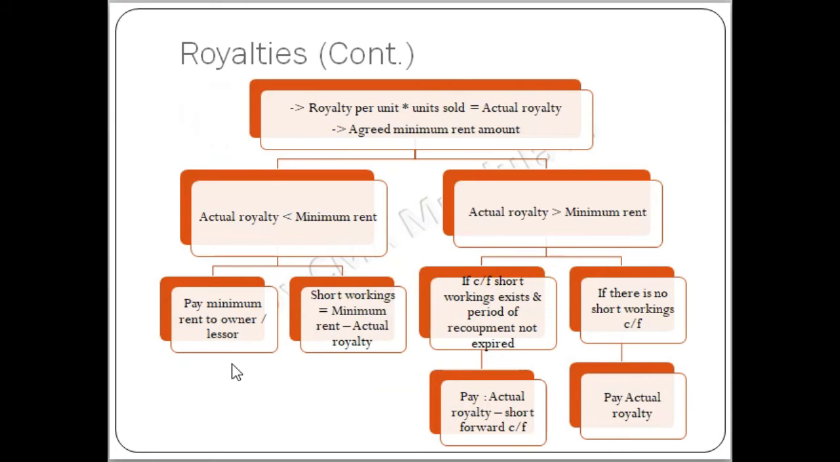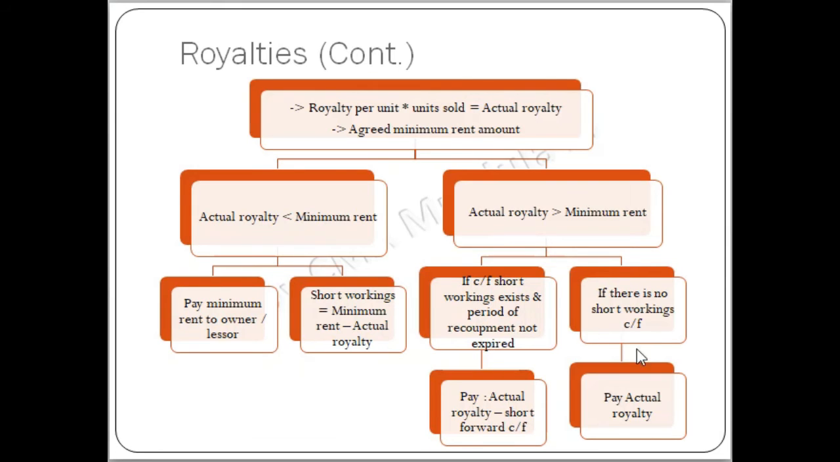Now, let us first look at the basic calculations present in the chapter royalties. So, first of all, royalty is what? Actual royalty is equal to royalty per unit as agreed upon into the units sold. And there's an agreed minimum rent amount also mentioned in the agreement. Now, if the actual royalty is more than minimum rent, then the actual royalty is paid to the owner.